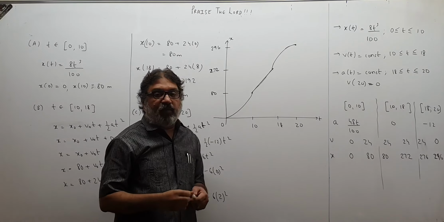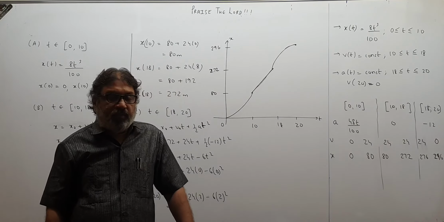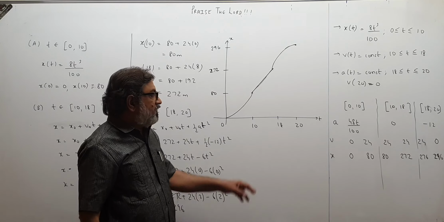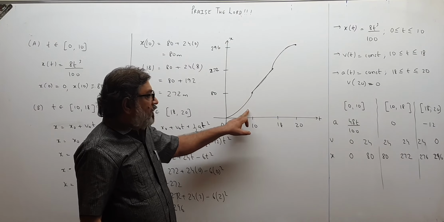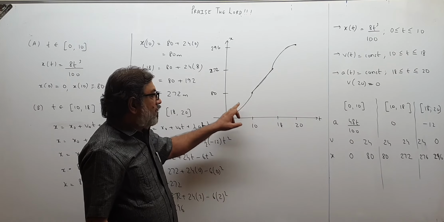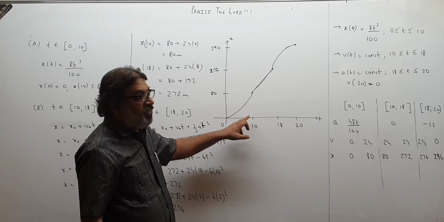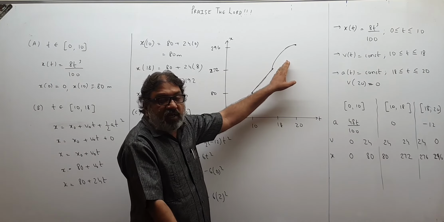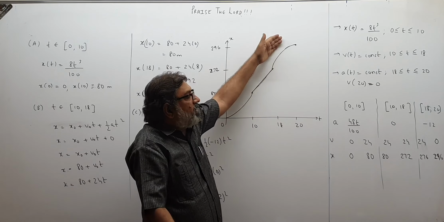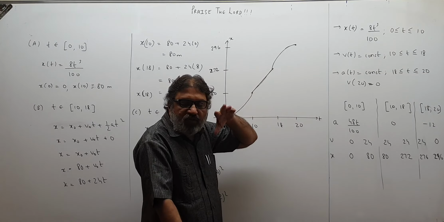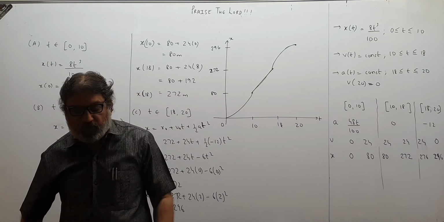Curves you need to take care of properly. Which type of curve you have to draw? Convex curve or concave curve? This is concave and this is convex. Because acceleration is positive, concave upwards, convex downward. Because here in the last one it is downward opening, so convex upwards, concave downwards. All those things you have to keep in mind. Please pause and copy, children.